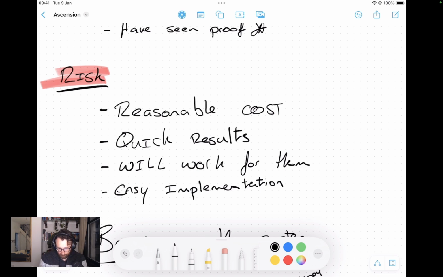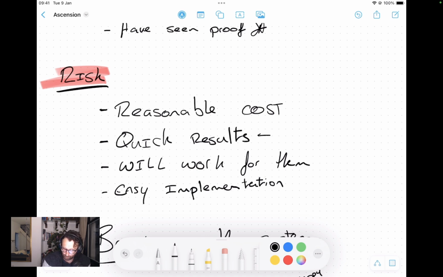But there are certain things that more risk-averse people will think of, so you need to look at those. The first one: is it a reasonable cost? If I said to you, I'm going to help you make $5,000 a month, and it will cost you $4,000 a month, hold on, that doesn't really seem like a fair exchange. Is it a reasonable cost?